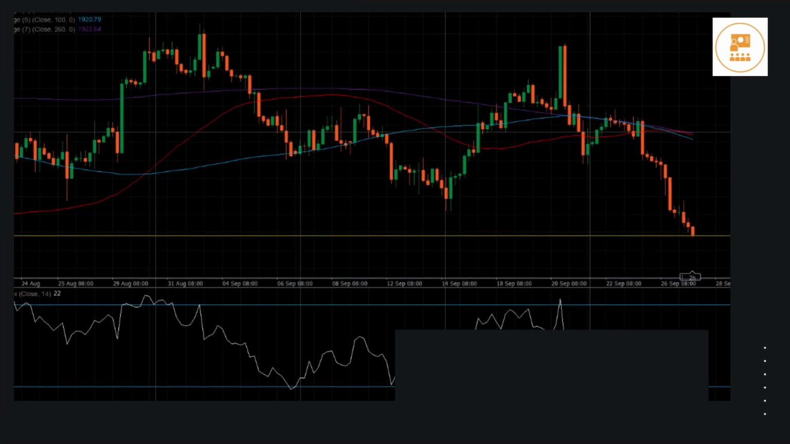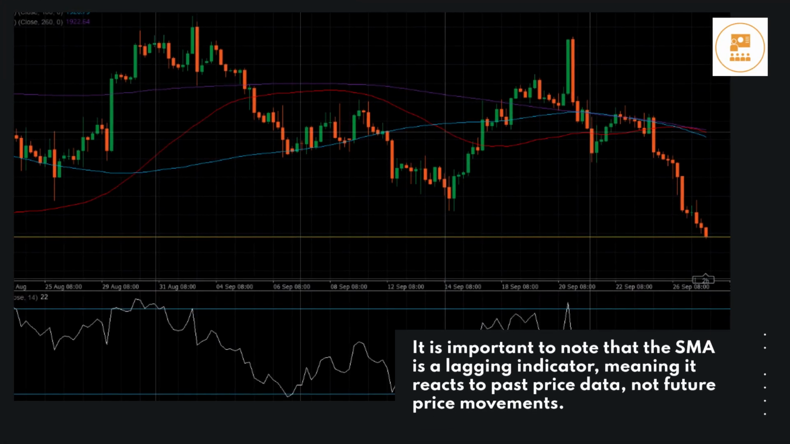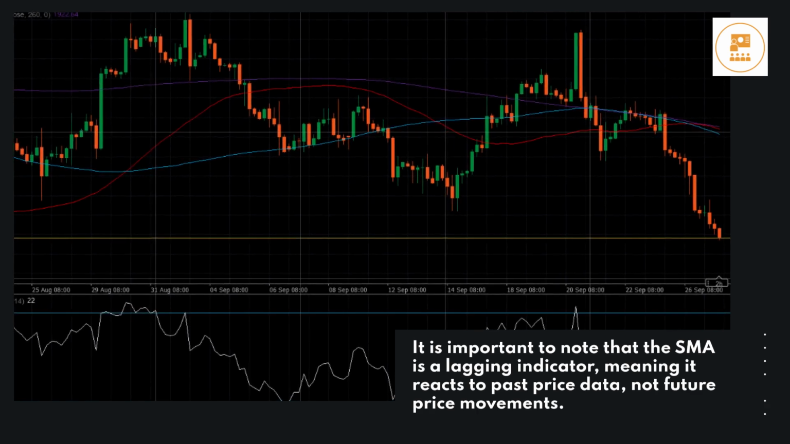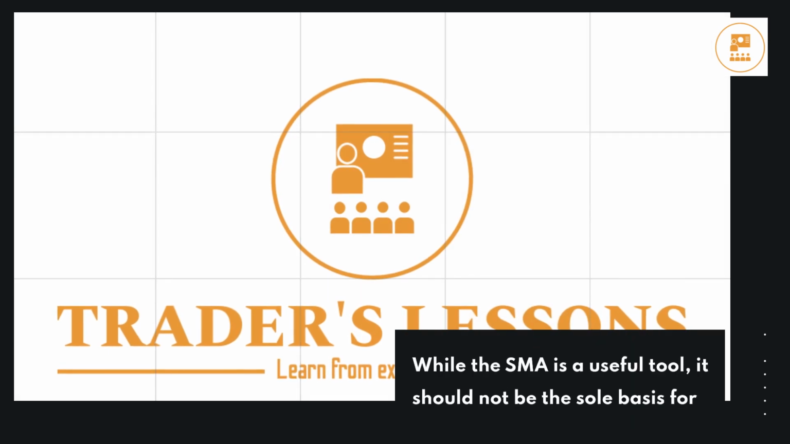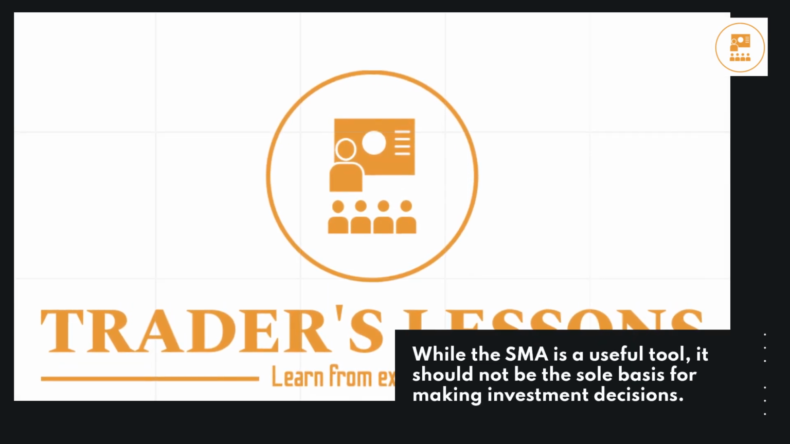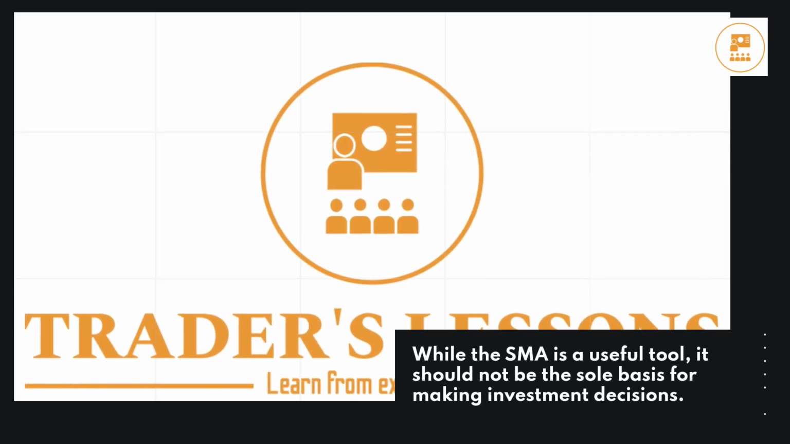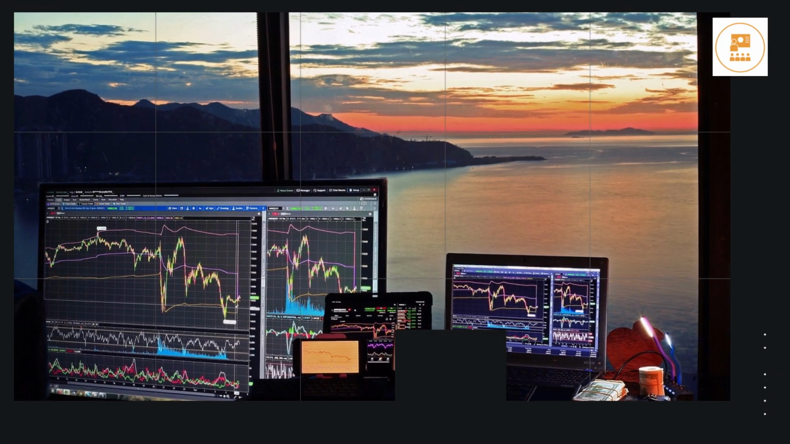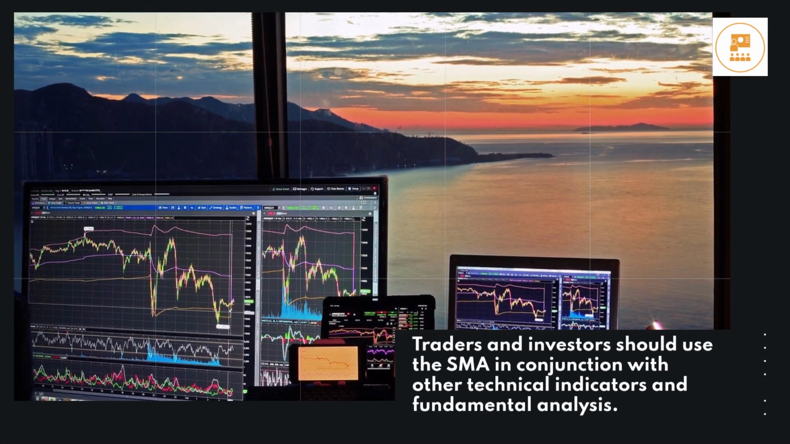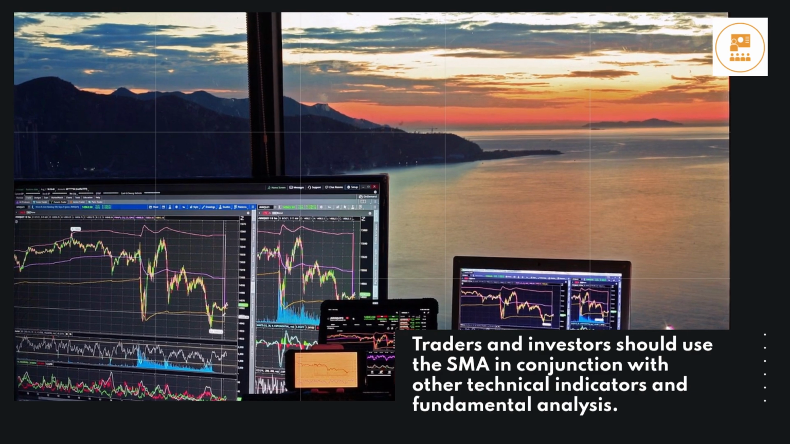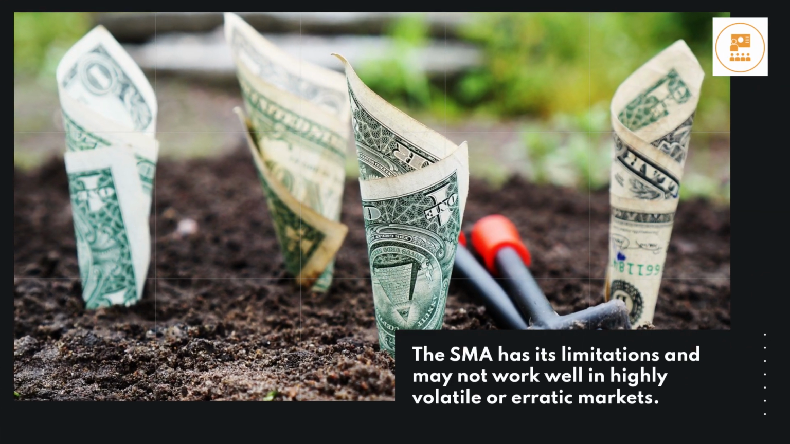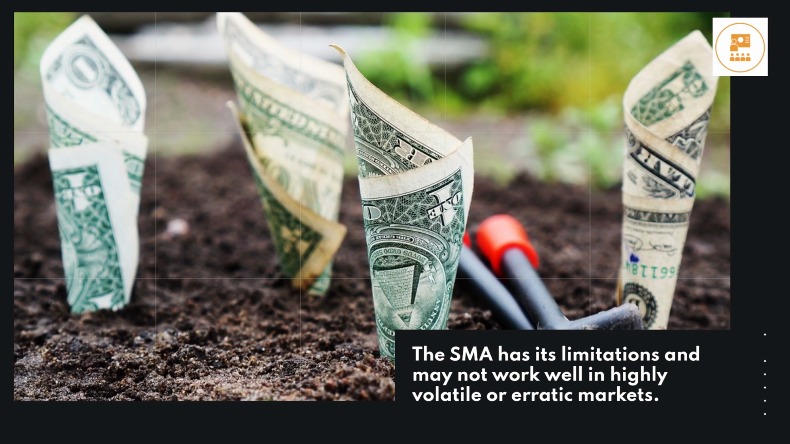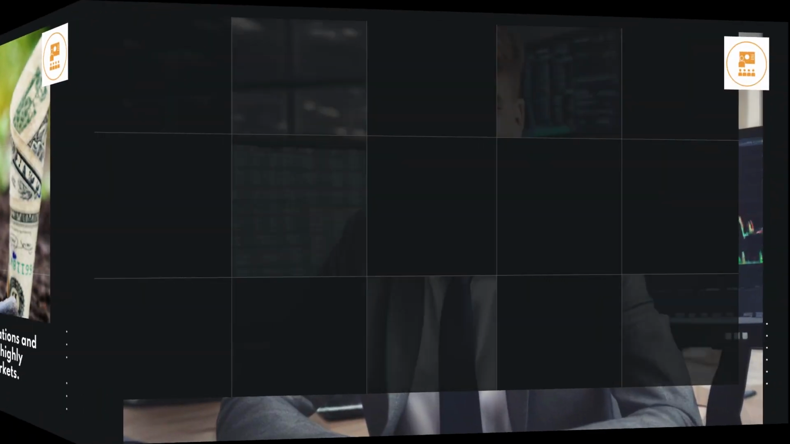It is important to note that the SMA is a lagging indicator, meaning it reacts to past price data, not future price movements. While the SMA is a useful tool, it should not be the sole basis for making investment decisions. Traders and investors should use the SMA in conjunction with other technical indicators and fundamental analysis. The SMA has its limitations and may not work well in highly volatile or erratic markets.